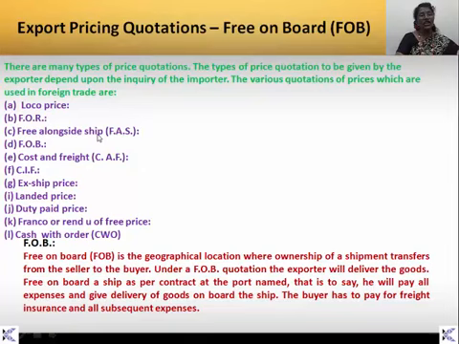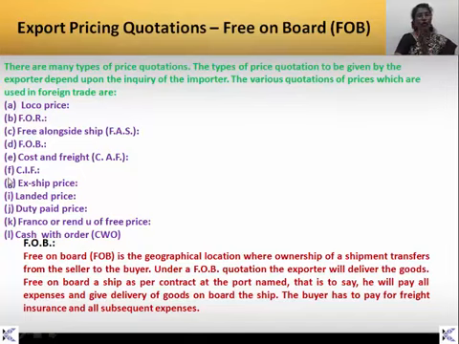Then free alongside ship, that is FAS, free alongside ship, means up to the dockyard. Whatever the expenses take place, the buyer has to carry that. Then free on board. We have to see in detail what free on board is. We will have a detailed study on that, and even problems on free on board. Then cost and freight, that means the cost including the freight. It is given in the calculations and we just have to add that. So cost and freight, then cost, insurance and freight. So we have to add that.